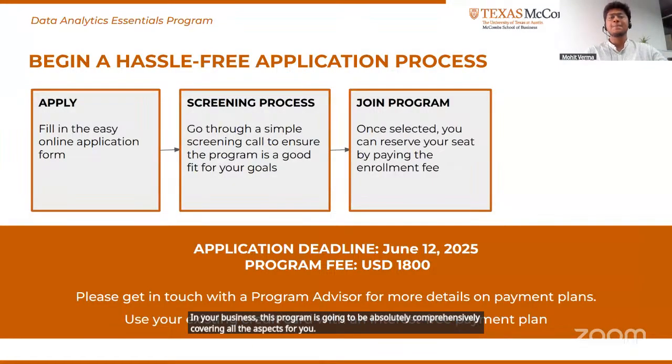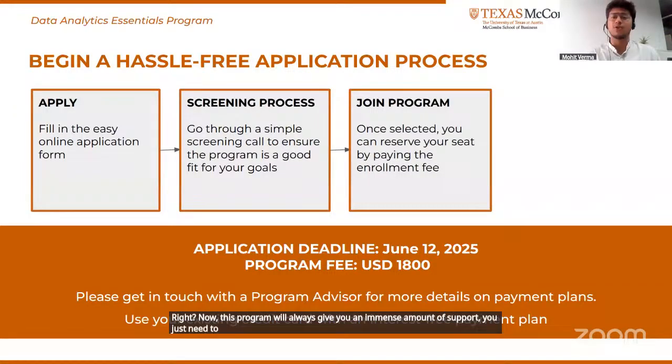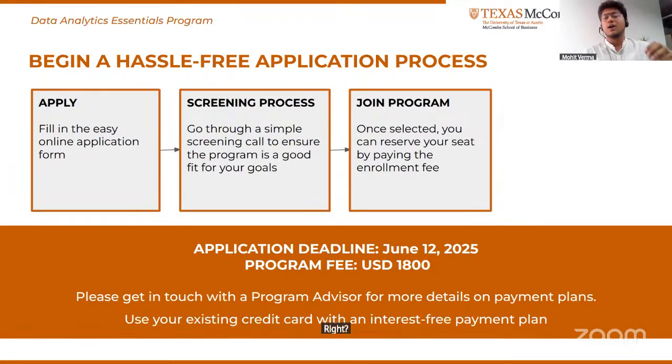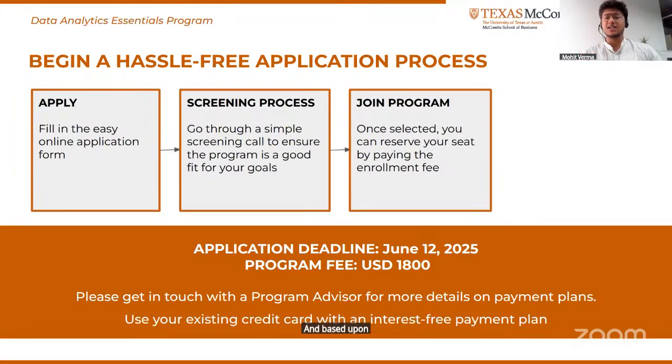All right. Now, what is the process of enrollment in this program? This program will always give you an immense amount of support. You just need to apply for it. Once you fill up the application, which is free of cost, it goes through a screening process. A program advisor will connect with you, understand your profile and requirements, and based upon your candidature, you will be offered a seat in this program. On your successful joining, you will start learning everything from the basics.